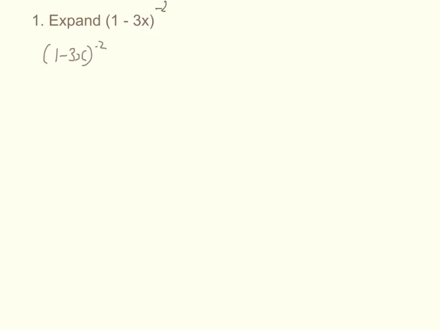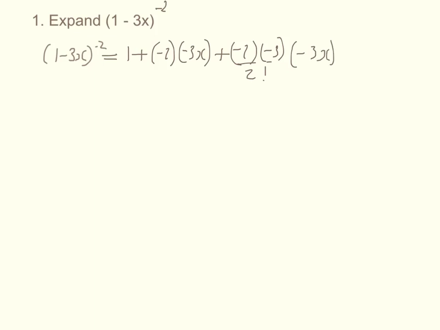Okay, so the first example we're going to do is 1 minus 3x to the minus 2. Sorry I haven't got room for the formula on this page, but you have it in front of you and I know it already, so we should be okay here. Okay, so let's start off. So we've got 1 plus n lots of y, so that's minus 2 times minus 3x. Next term is n times n minus 1, which I'm going to do in my head and put as minus 2 times minus 3, over 2 factorial, lots of minus 3x squared.